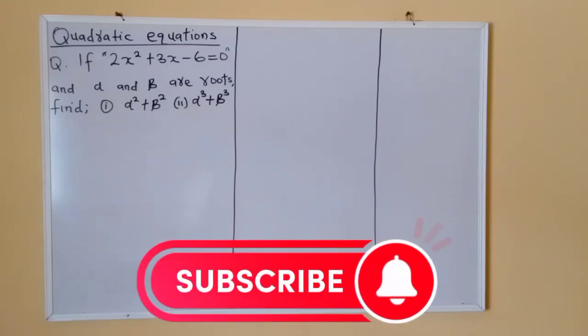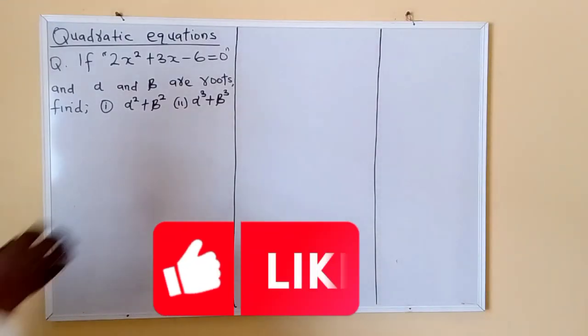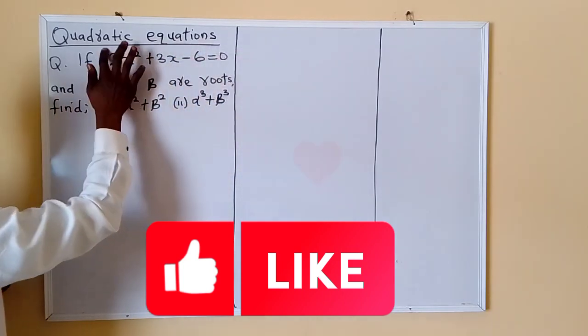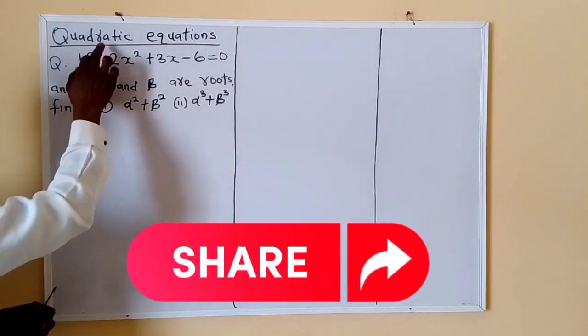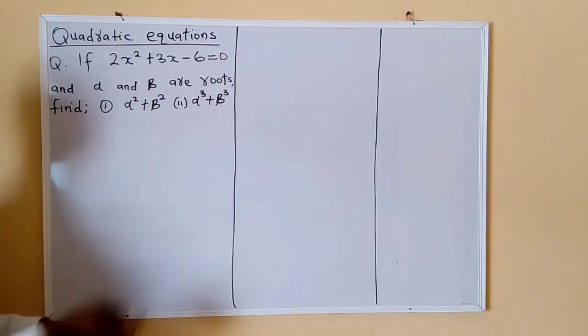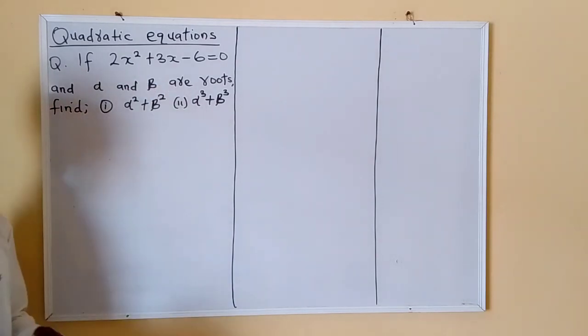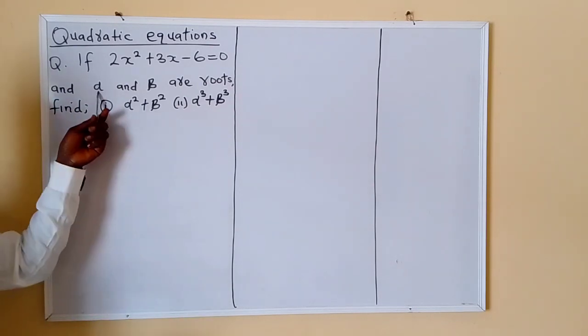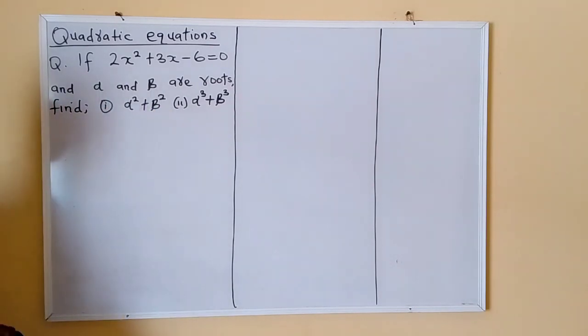Hello viewers, today we are going to find how to simplify quadratic equations from given roots. When two roots are given, usually it's given as alpha and beta.